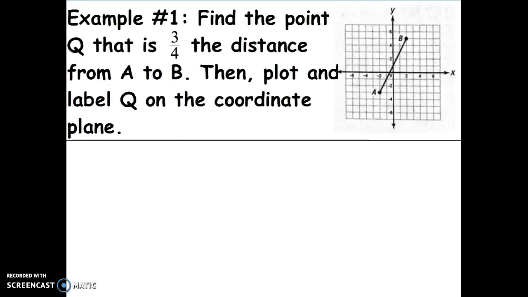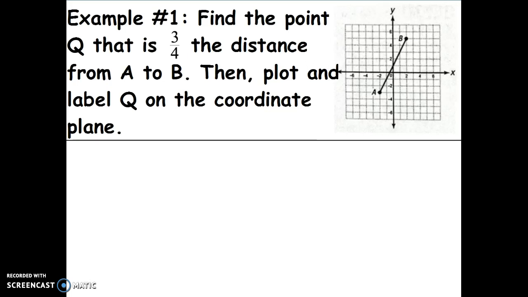All right, example 1. Before I even read it, let's just pause and write the example down. You don't have to draw the figure off to the side. I'll let you know what to do with that in a second. Go ahead and pause the video and write down your example. Okay, now that everyone has that written down, let's read through our example. Example 1, find the point Q that is 3/4 the distance from A to B, and then plot and label Q on the coordinate plane.